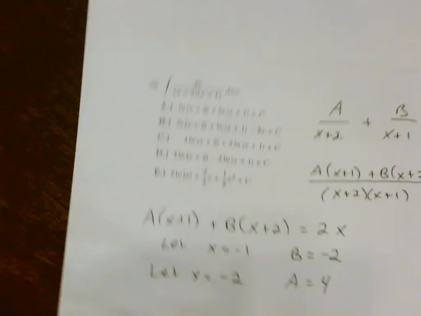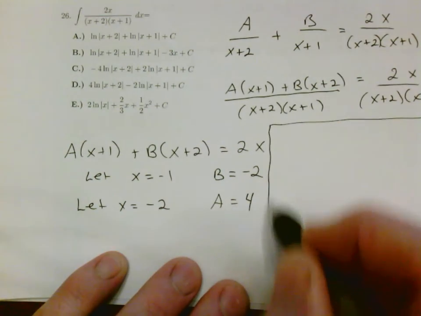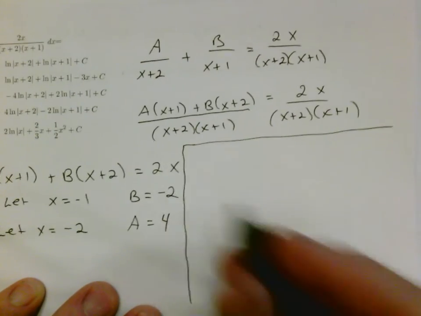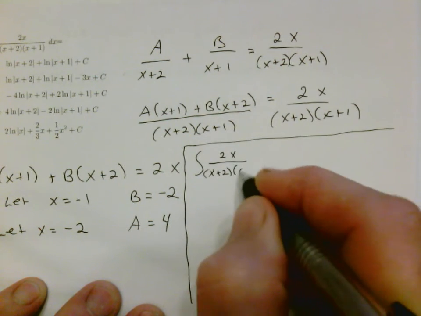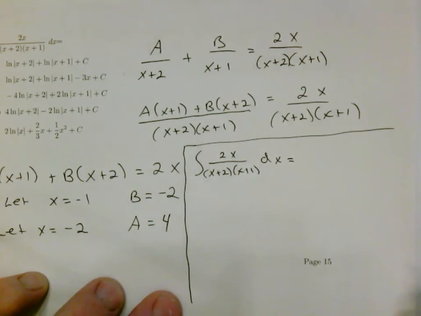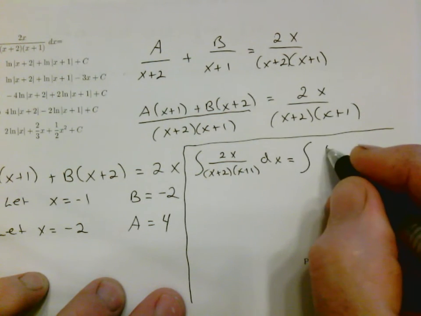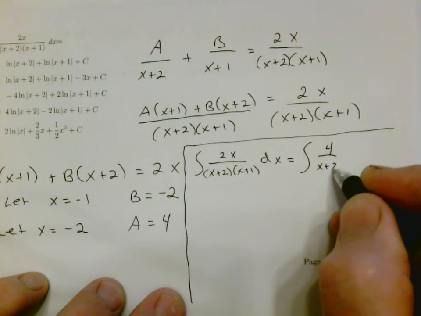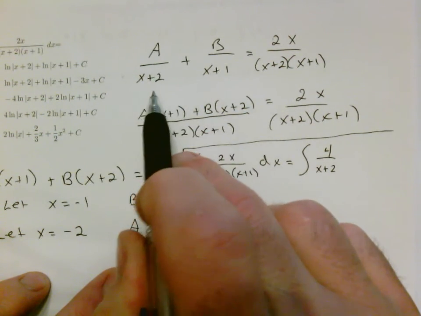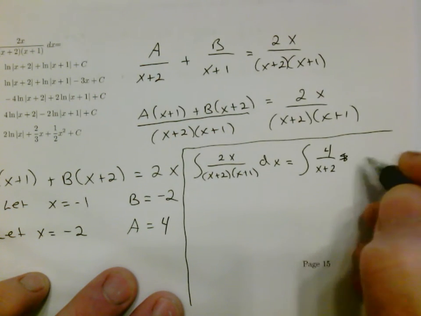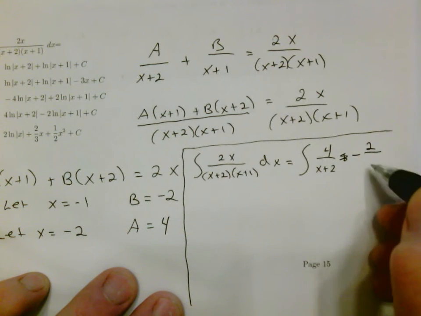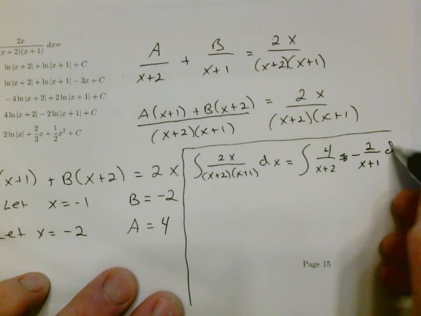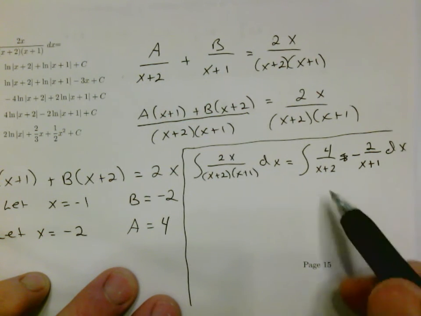Okay, so now I'm going to go back up to this integral, and I'm going to rewrite it. So let's go right here. It's kind of getting crowded. So I have the integral of 2x all over x plus 2 times x plus 1 dx, which we know now that we can turn into the integral of 4 all over x plus 2, because we know a was 4, and over x plus 2, not plus, minus, because b is going to be negative 2, so minus 2 all over x plus 1 dx. Okay, and that's just a natural log.